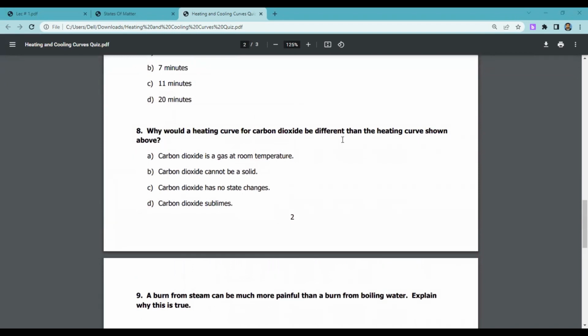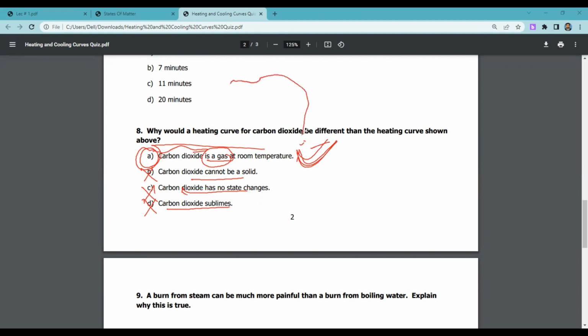Why would a heating curve for carbon dioxide be different than the curve above? This is a question. What is the reason? The reason: carbon dioxide is a gas at room temperature. Carbon dioxide cannot be solid. Carbon dioxide has no state changes. Carbon dioxide sublimes. This option is also wrong. Carbon dioxide is a gas at room temperature, therefore the curve will be different.